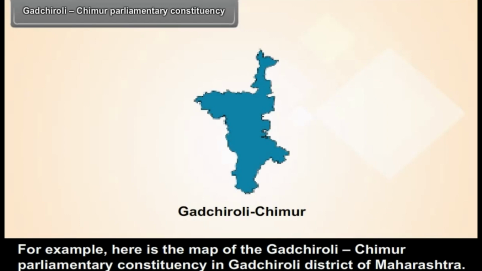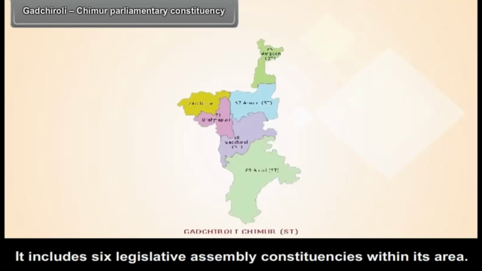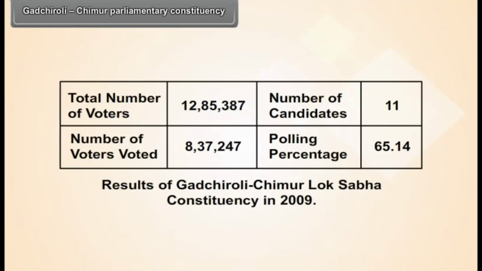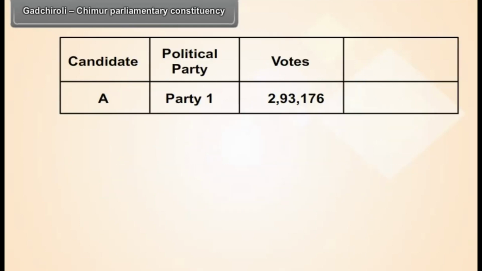For example, here is the map of the Gadchiroli-Chimur Parliamentary Constituency in Gadchiroli district of Maharashtra. It includes 6 legislative assembly constituencies within its area. Total number of voters 12,85,387. Number of candidates 11. Number of voters voted 8,37,247. Polling percentage 65.14.